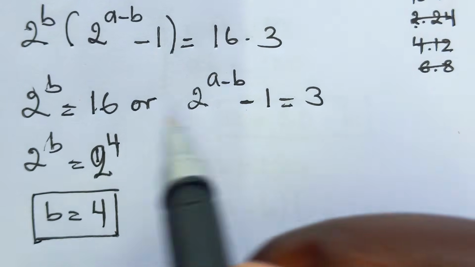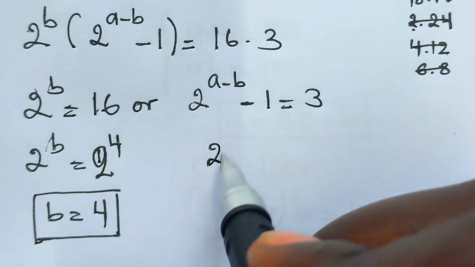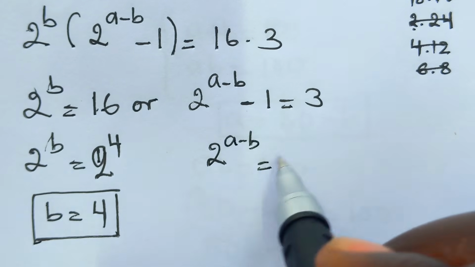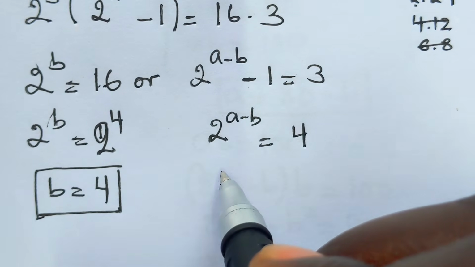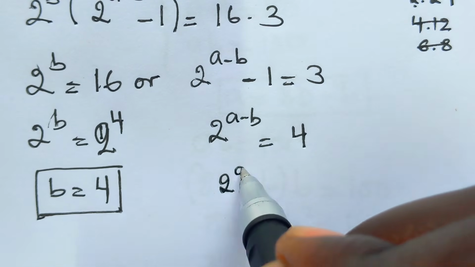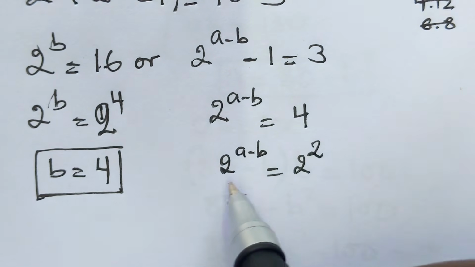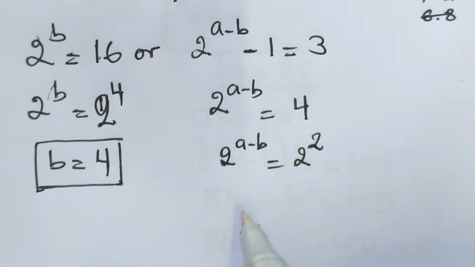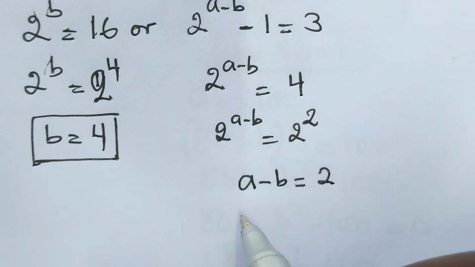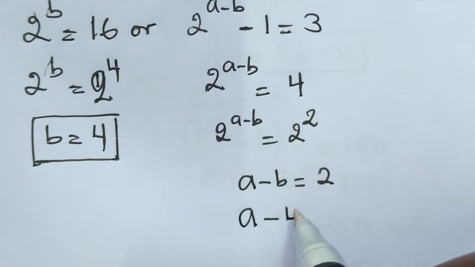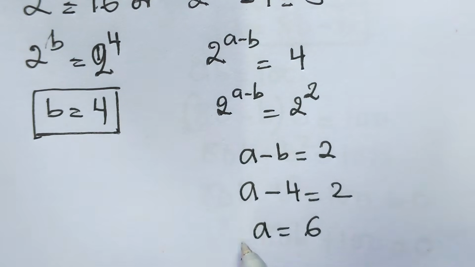So that we can replace it in the equation that we have right here. 2 power a minus b is equal to, here, 4. And of course, here we have 2 power a minus b, which is equal to 2 power 2. Once we have the same base, it means that powers are equal, we shall say a minus b equals 2. And of course, a minus 4 equals 2, and our a will be equal to 6.